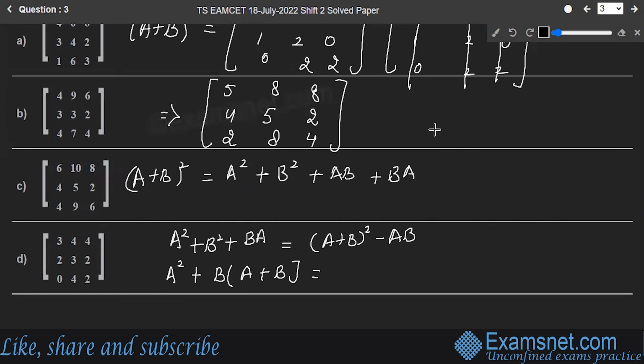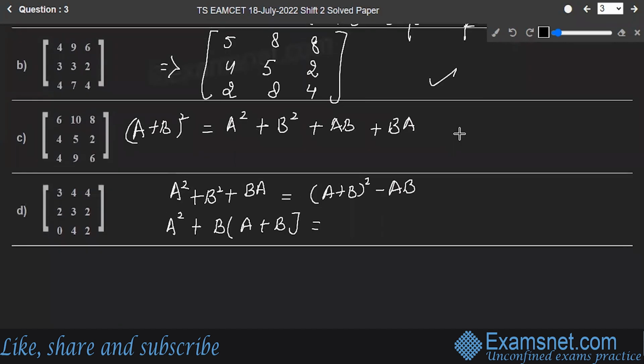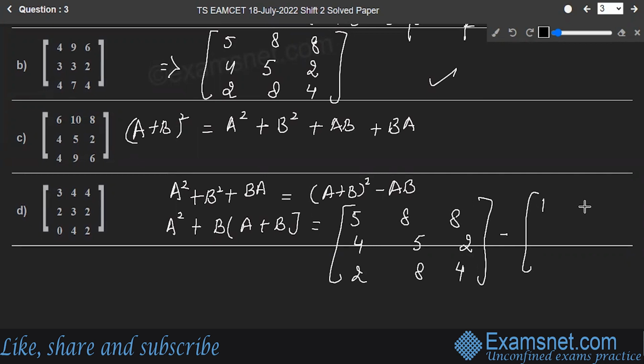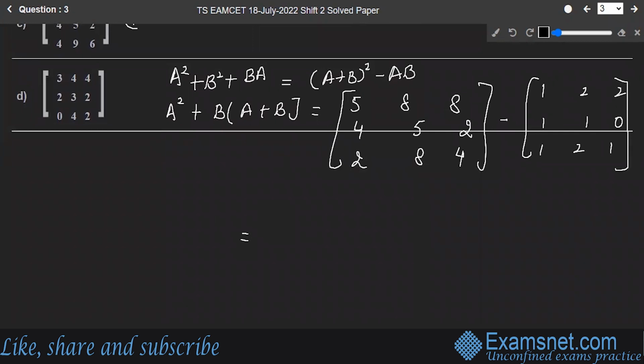Now, (A plus B) whole square, we just calculated this one, 588. Let's write it down. 5, 8, 8, 4, 5, 2, 2, 8, 4. Minus AB. AB matrix was given to you as 1, 2, 2, 1, 1, 0, 1, 2, 1. Okay. So, if you go for the solution, you will get 4, 6, 6, 3, 4, 2, 1, 6, 3. This is the answer to the question.